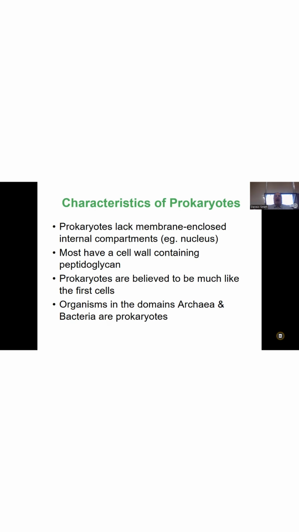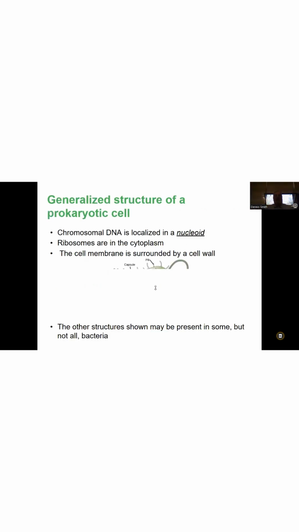So prokaryotes are believed to be much like the very first cells that were found on Earth. Most of the prokaryotes are in the domains of archaea or bacteria, and most of them are single cell. They also live in probably the most inhospitable areas, like water volcanoes, most archaea and bacteria. So when you're looking at a generalized structure of a prokaryotic cell, here it is.